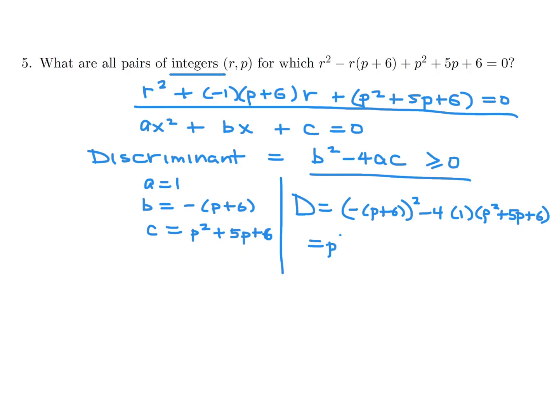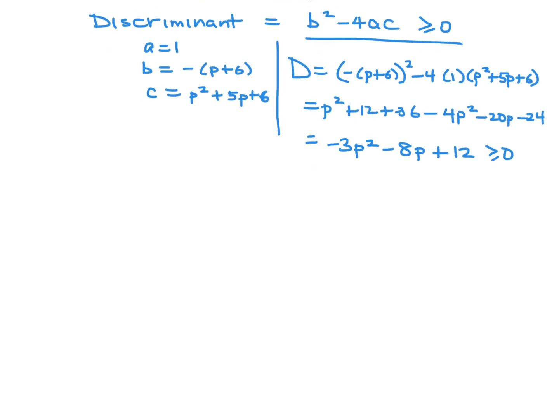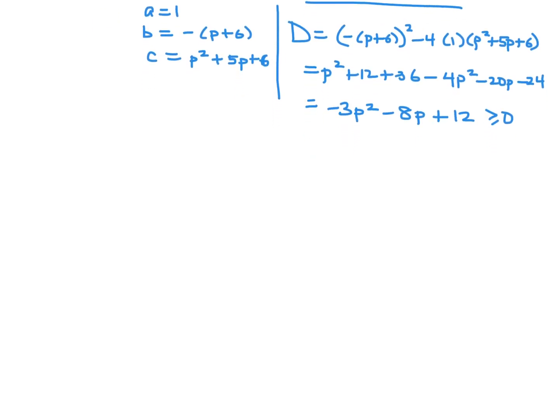So this will be p squared plus 12p plus 36 minus 4p squared minus 20p minus 24. And if I collect like terms, it'll be minus 3p squared minus 8p plus 12. And this has to be greater than or equal to 0. Okay. If that is greater than or equal to 0, we have to think about this for a second.